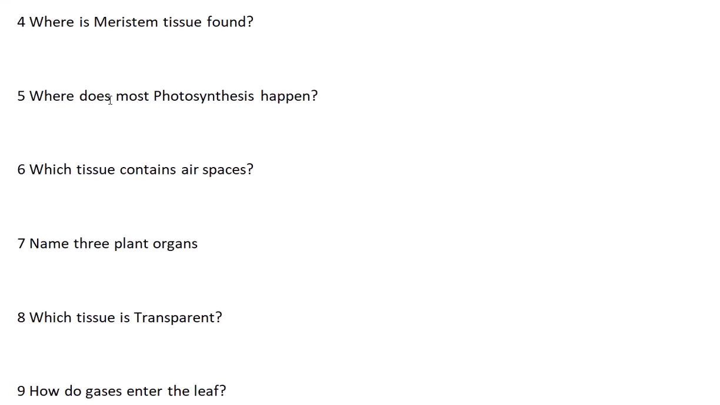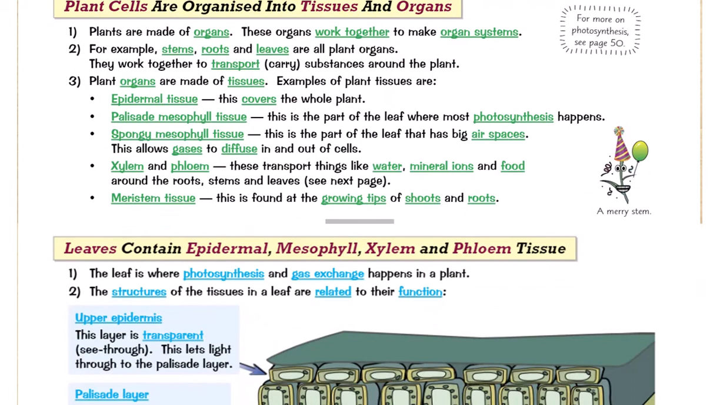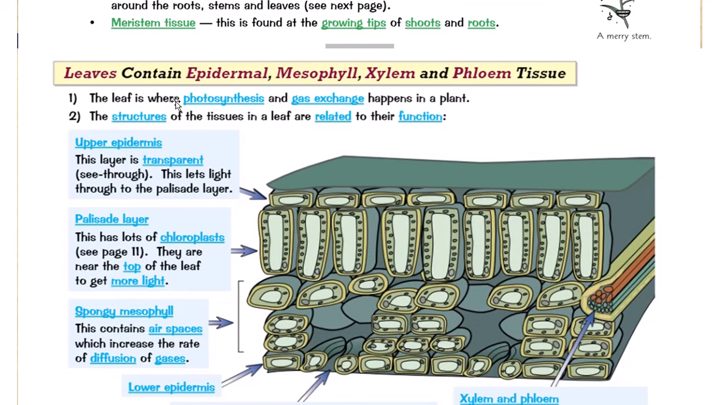Next one, where does most photosynthesis happen? And the answer to that one is it's in the leaf. Okay, the leaf is where photosynthesis and gas exchange happens in a plant. Now, if you're going to be a bit cleverer about it, remember most plants have lots of green things. They have green stems, they have green supports for the leaves, and because they're green, that means that they do carry out photosynthesis as well. But most of the photosynthesis is happening in the leaf.